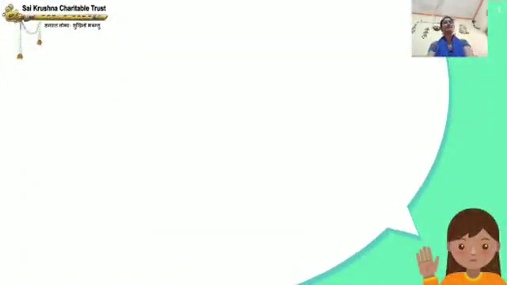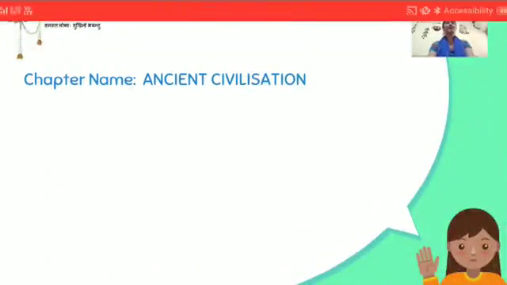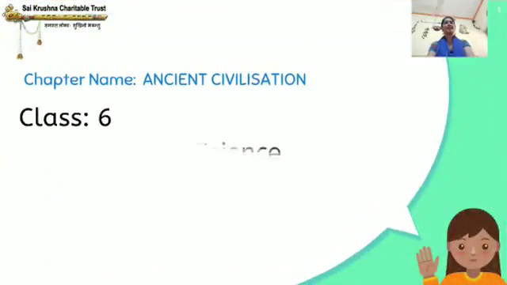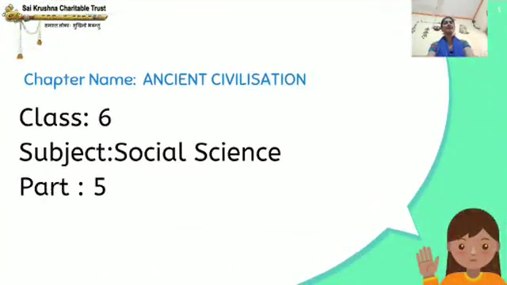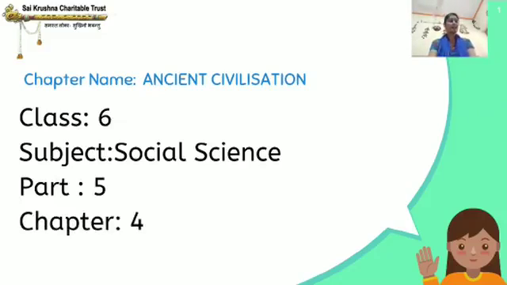Today I am just continuing the same lesson, the ancient civilization. This is class 6th, subject social science, part 5 and chapter 4. In part 4 I have explained to you about the Mesopotamian civilization and their political history. Now I am just briefing up.